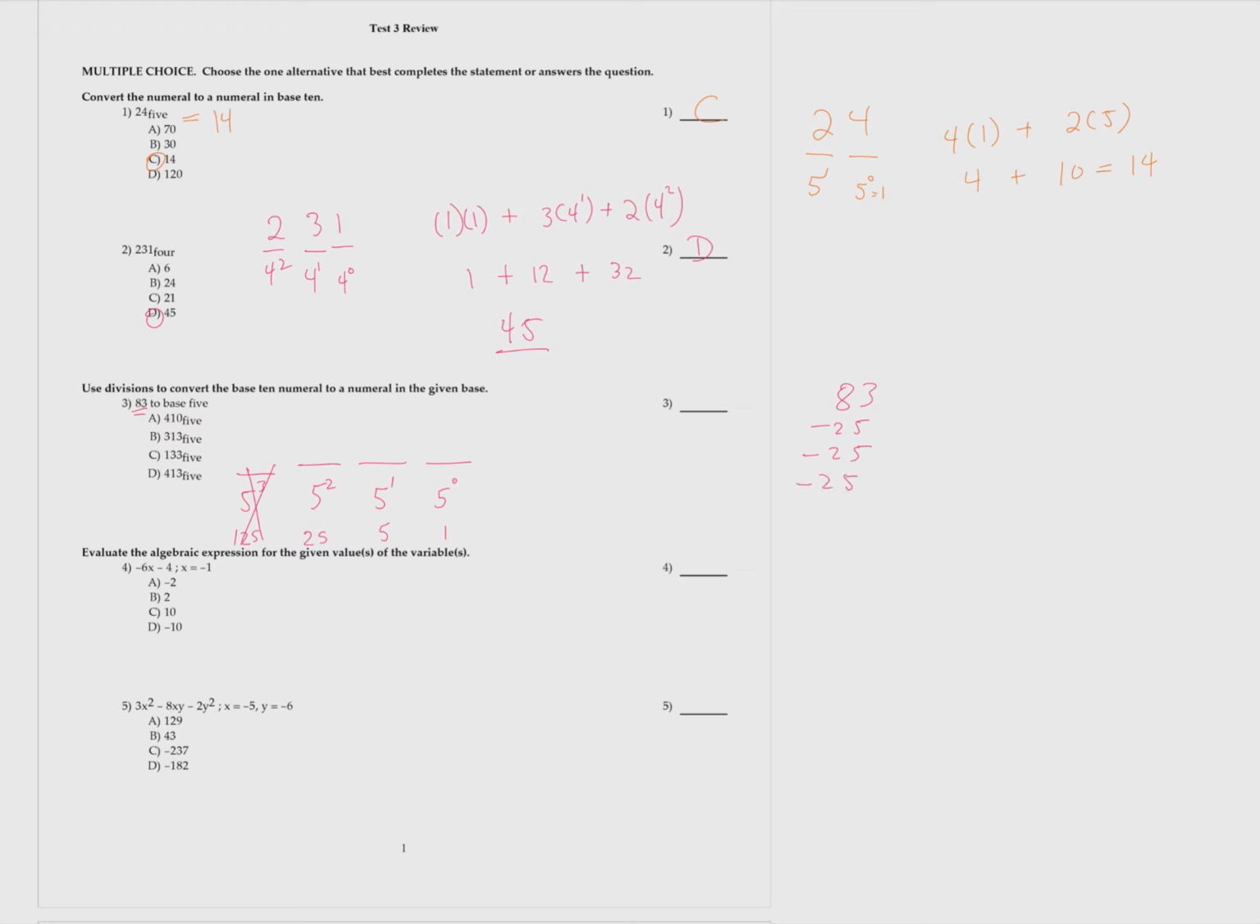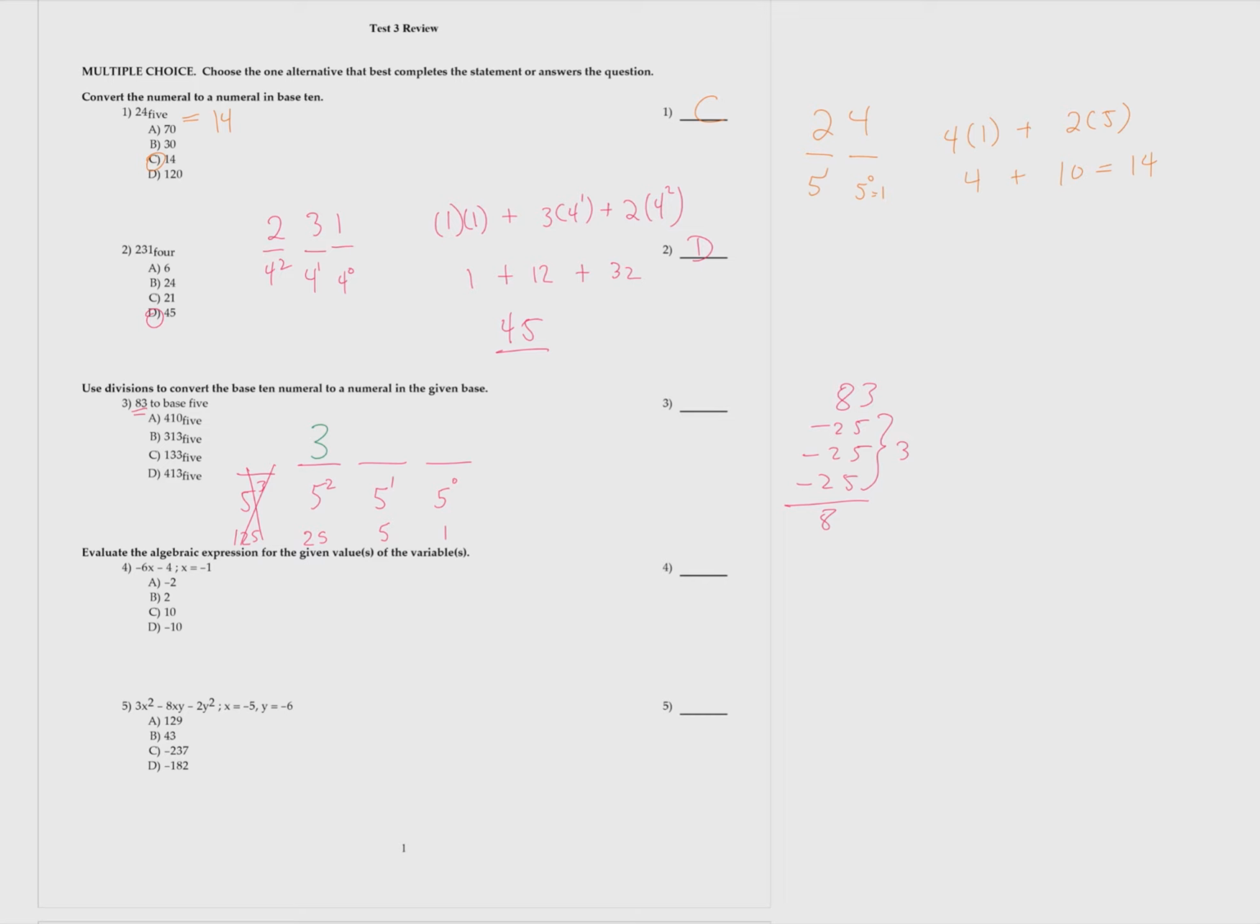You keep taking away 25 until you're left with a number less than 25. So it leaves me with 8. I took away 25 3 times. You guys see that? So that's where that 3 is going to be written here. It's going to be 3 here because I took away 25 3 times from 83.